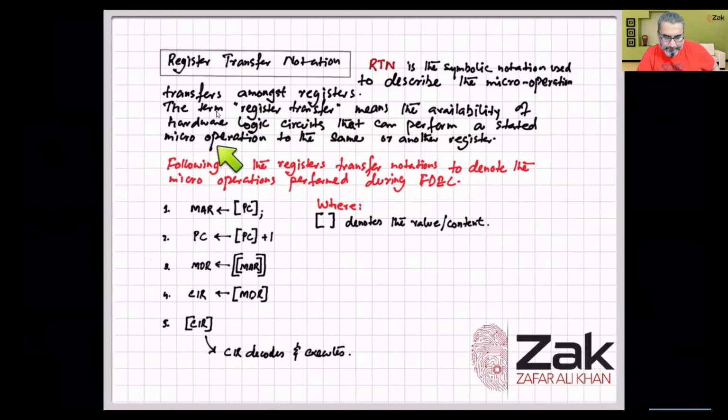Fetch, decode, execute cycle. The term register transfer means the availability of hardware logic circuits that can perform stated micro operations to the same or another register.